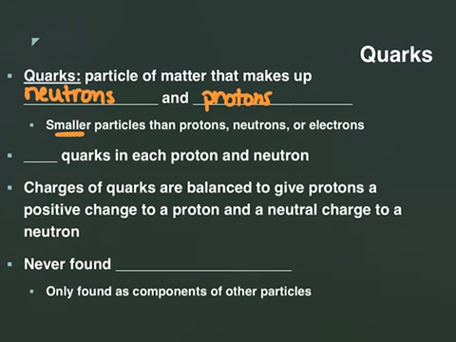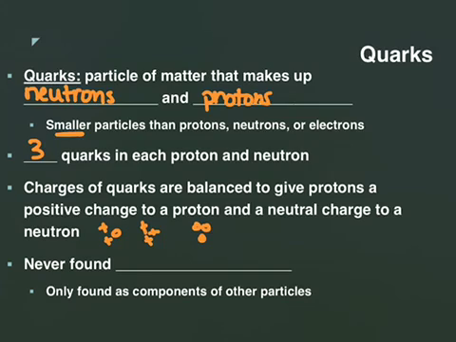These quarks are smaller than any proton, neutron, or electron. In order to make a proton or a neutron, you need 3 quarks. So it takes 3 quarks for every proton and 3 quarks for every neutron. The charges of quarks are balanced to give a positive charge to a proton and a neutral charge to a neutron. So the 3 quarks that make up a proton could be positive, positive, nothing. Could be positive, positive, positive. And so a neutron would be no charge, and no charge.